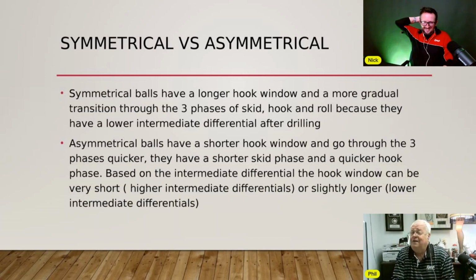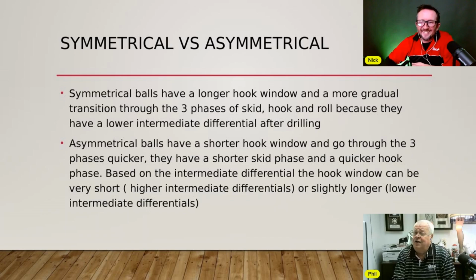Wait, stop. Right. So the skid, hook and roll is a sort of slower transition, because after drilling you have some intermediate differential in a symmetrical ball. It may start out at 0.00; under 0.008 is considered symmetrical for an intermediate diff. When you drill it, you might get up to 0.012 or 0.013 or 0.014.